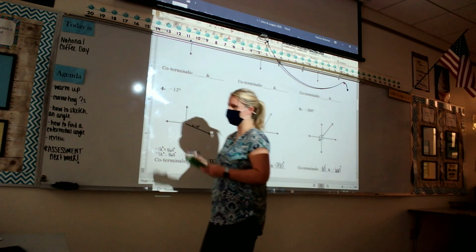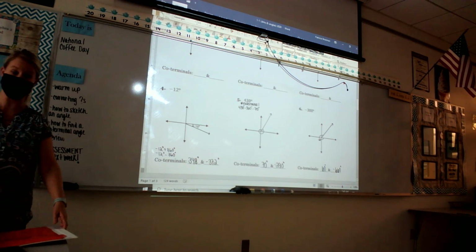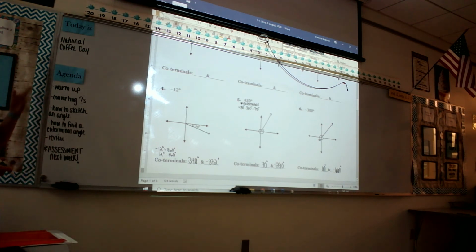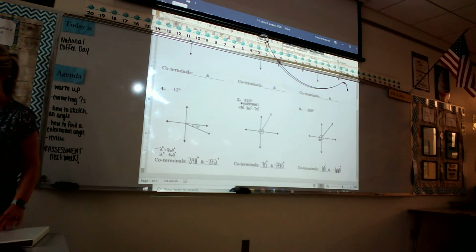We sketch angles a lot. Once we get into triangles, you have to actually make them, and you make them by sketching angles and then finding the sides. So as we continue, if you're seeing something you're not getting, please ask. We find coterminals a lot too. But once again, have that calculator handy because it's just adding or subtracting 360.